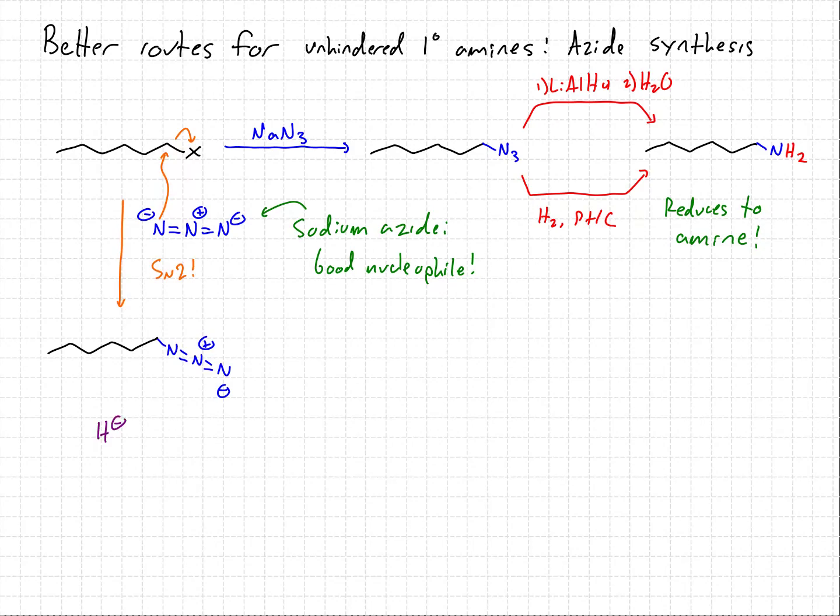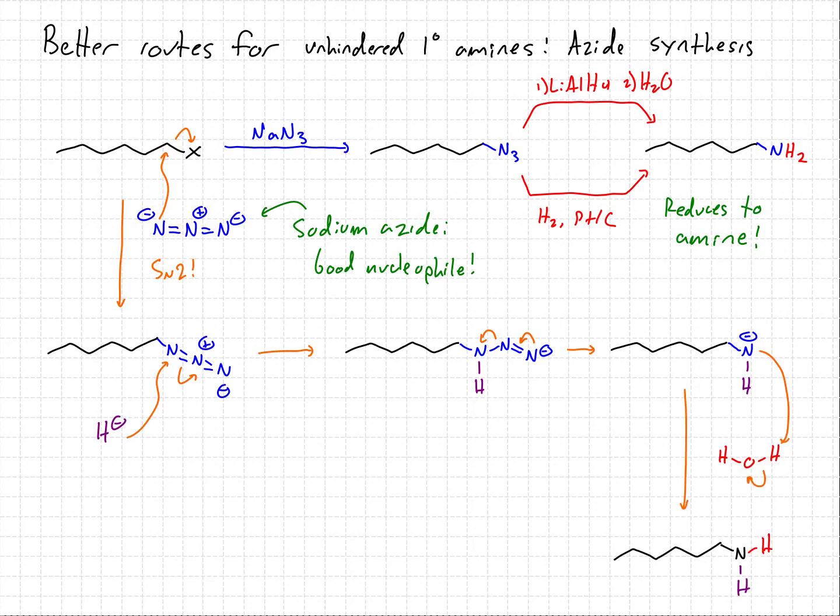In the presence of a reducing agent like lithium aluminum hydride, this nitrogen will pick up a hydrogen atom, giving this intermediate here, which can then lose nitrogen gas to give an amide ion. This ion is protonated in the presence of water, giving us our primary amine. The biggest limitation to this process is that this must happen by an SN2 reaction, which means that highly hindered primary amines, highly hindered secondary amines, and tertiary amines cannot be prepared by this process.